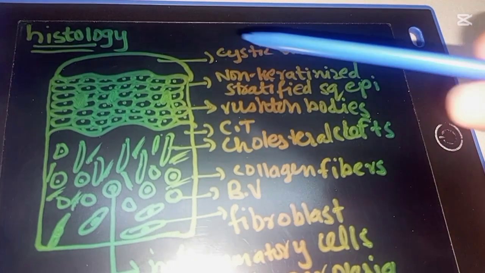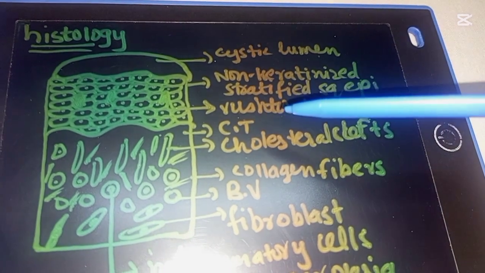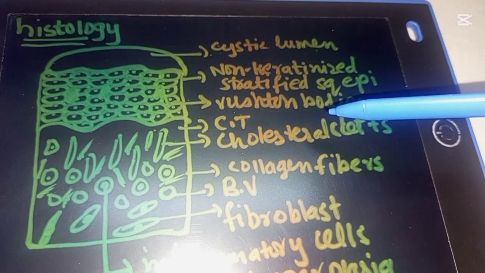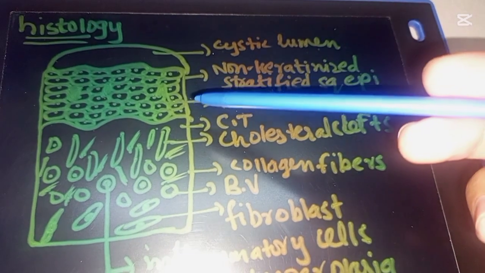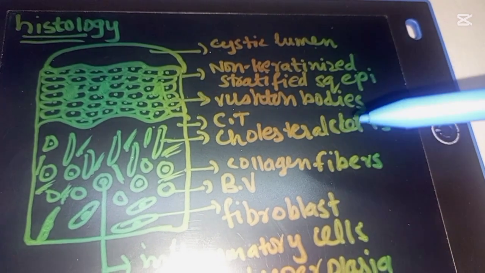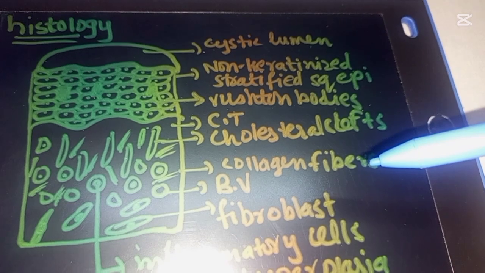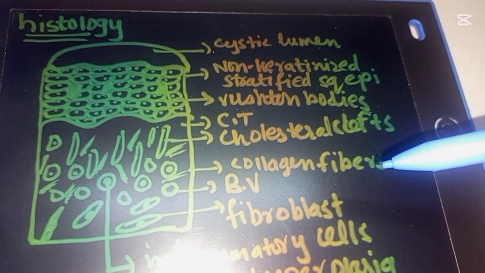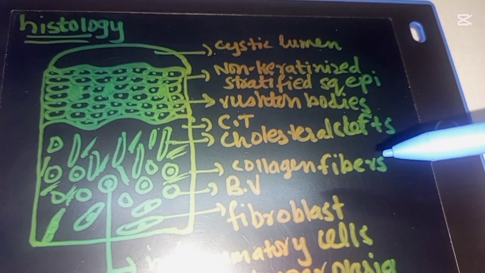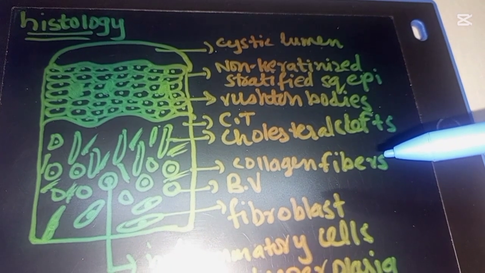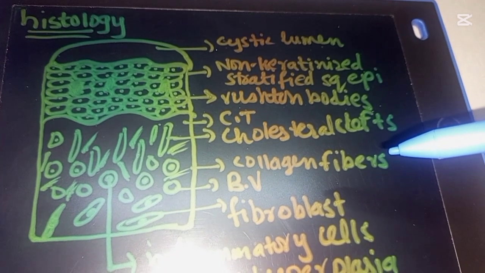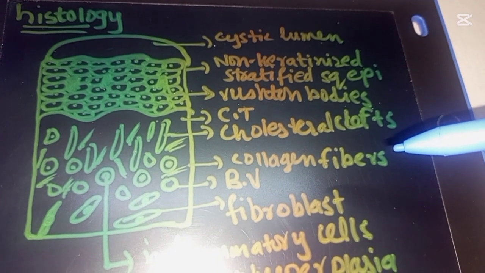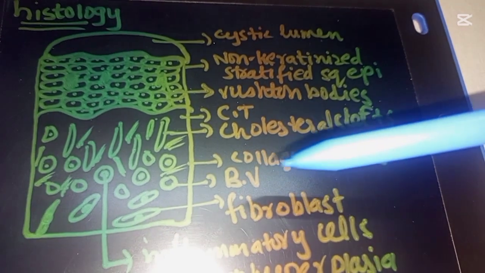Okay, so we are moving towards the histological features of the radicular cyst. We have a cystic lumen. The epithelium is non-keratinized stratified squamous epithelium. They have Rushton bodies. Rushton bodies are basically horseshoe-shaped calcifications in the epithelial lining. In the connective tissue, we have cholesterol clefts. These cholesterol clefts come when the RBCs break down. So there are cholesterol crystals. These crystals dissolve and form empty needle-like spaces. These empty needle-like spaces form the cholesterol clefts.